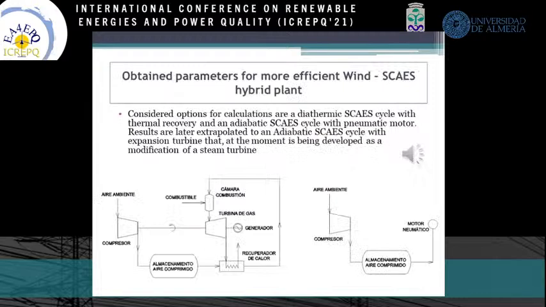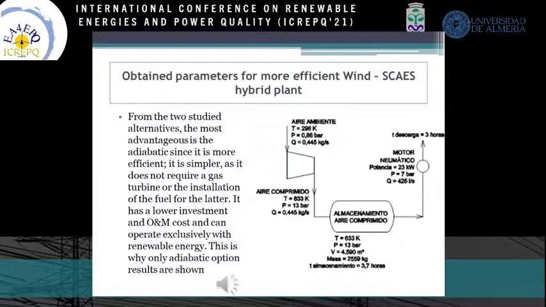We have obtained the parameters for a more efficient wind and sky hybrid plant. Considered options for calculations are a diathermic sky cycle with thermal recovery and an adiabatic sky cycle with pneumatic motor. Results are later extrapolated to an adiabatic sky cycle with expansion turbine that at the moment is being developed as a modification of a steam turbine.